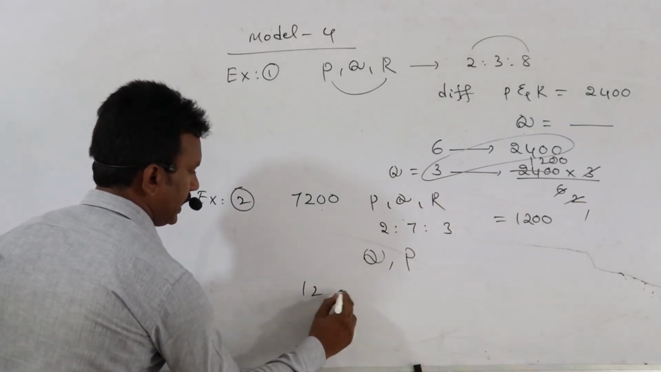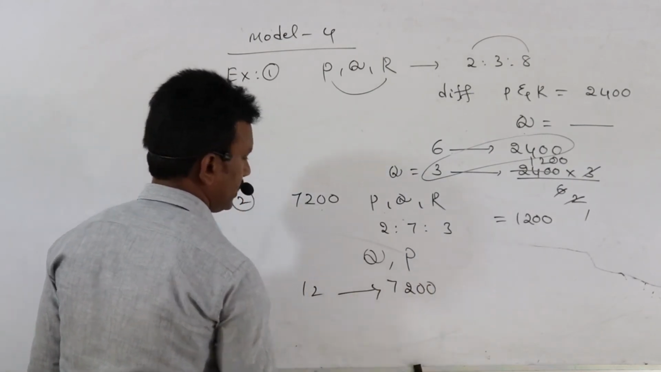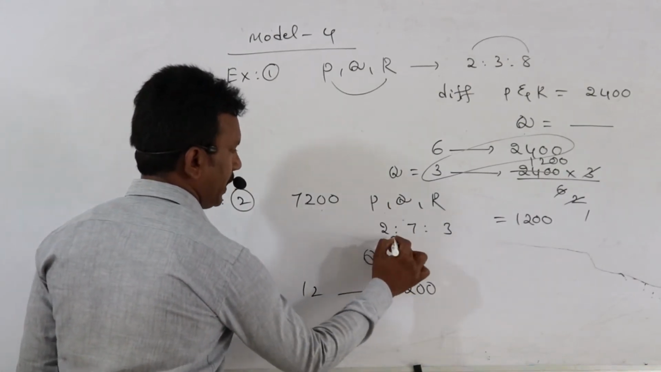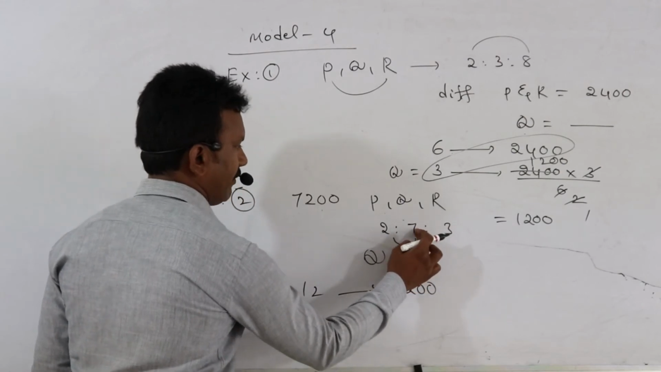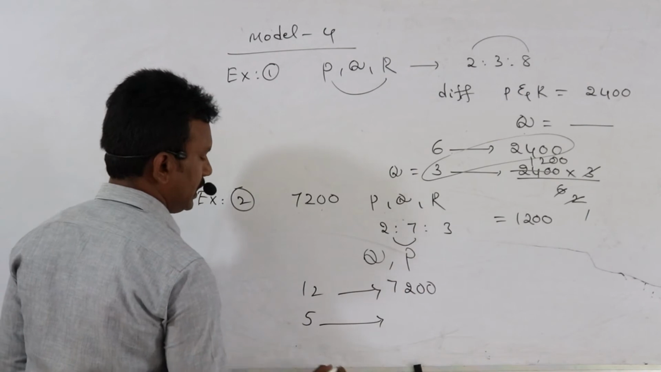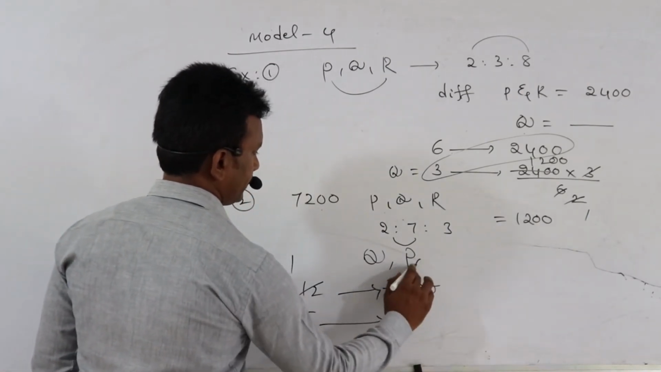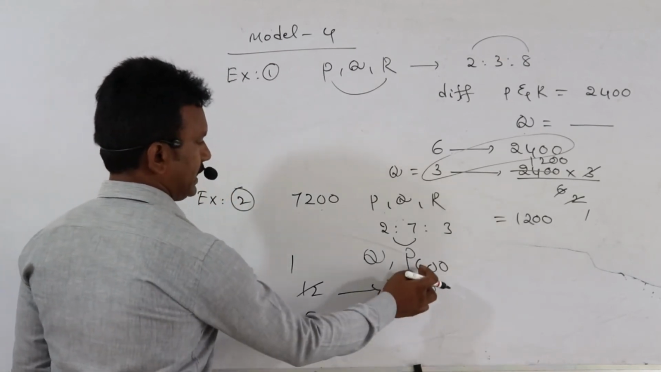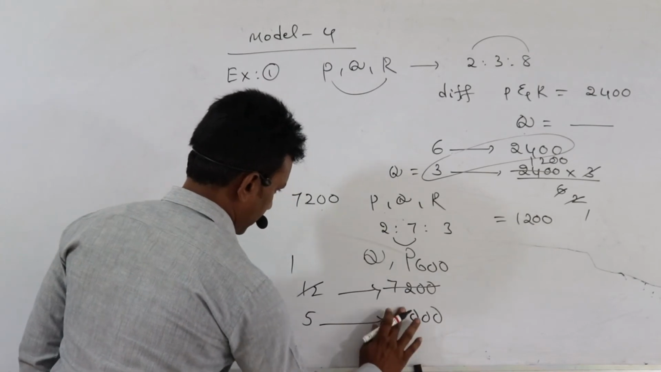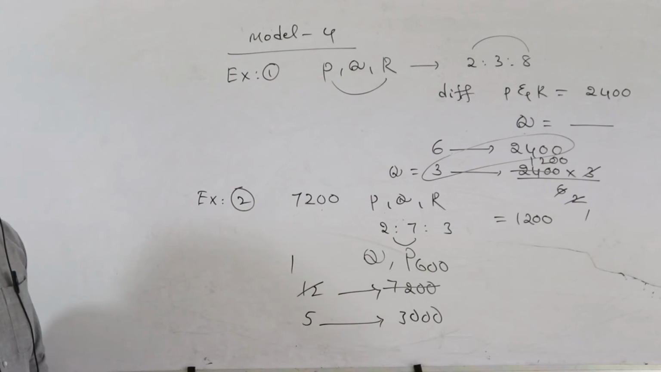where the 12 parts of ratio is given as 7,200 rupees. So we find the ratio between Q and P. The difference of Q and P is 7 minus 2, 5 parts. The difference amount is 5 parts. So 12 sixes are 72, so one part is 600. So 600 into 5, 3,000. The difference amount between Q and P is 3,000.